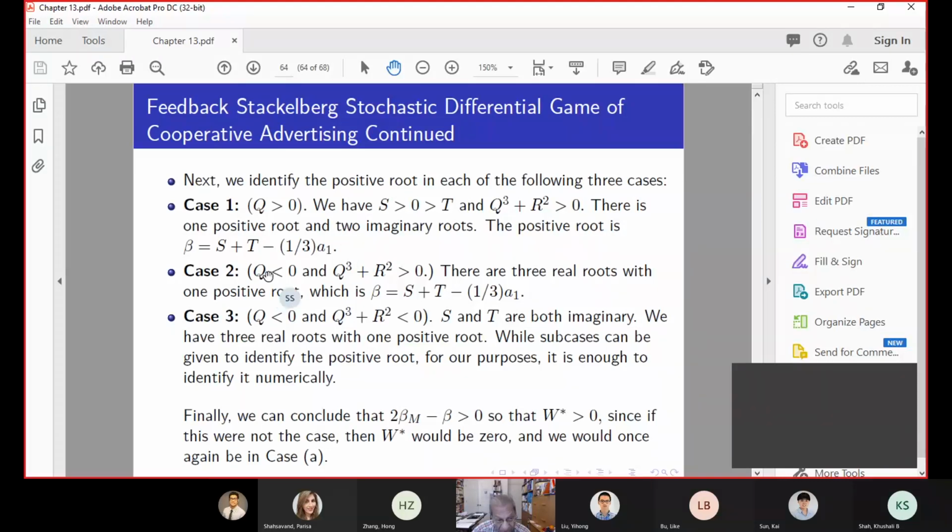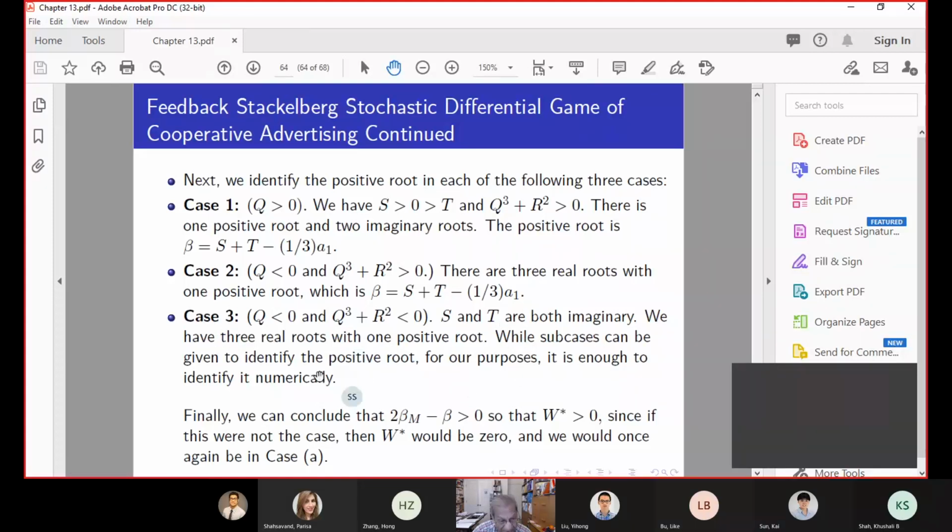Case q is less than 0, and this is bigger than 0. There are three real roots, only one positive root, which is this. The third one is this case. S and T are both imaginary. We have three real roots. S and T are imaginary, but the roots are real.